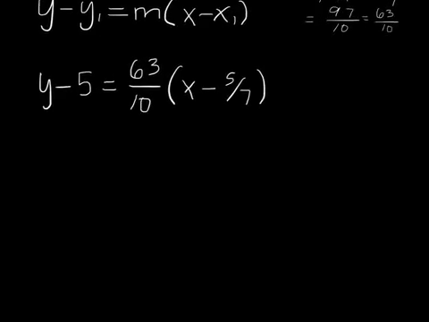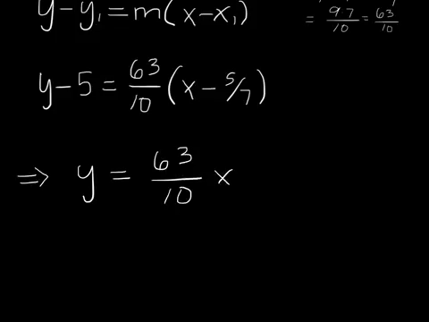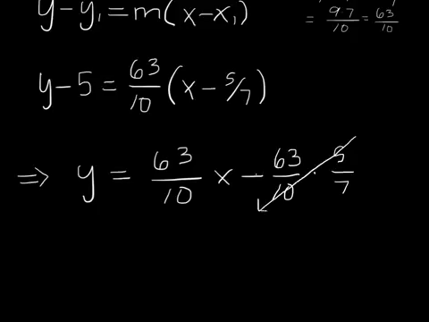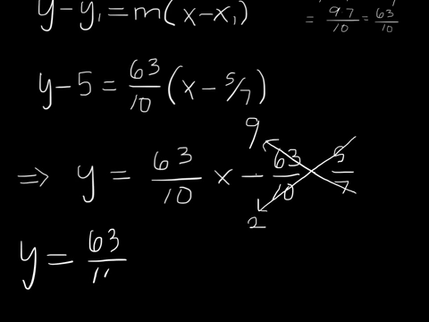And of course we can clean this up to be in slope-intercept form. So we have 63 over 10 x minus 63 over 10 times 5 over 7. And notice the 5 can cancel with the 10, giving me a 2 in the denominator. And the 7 can cancel with the 63, giving me a 9 in the numerator. So my final answer is y equals 63 over 10 x minus 9 halves.